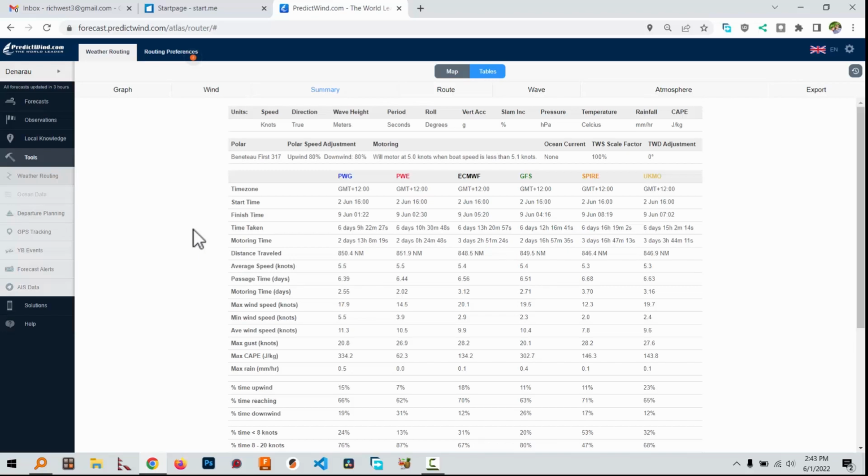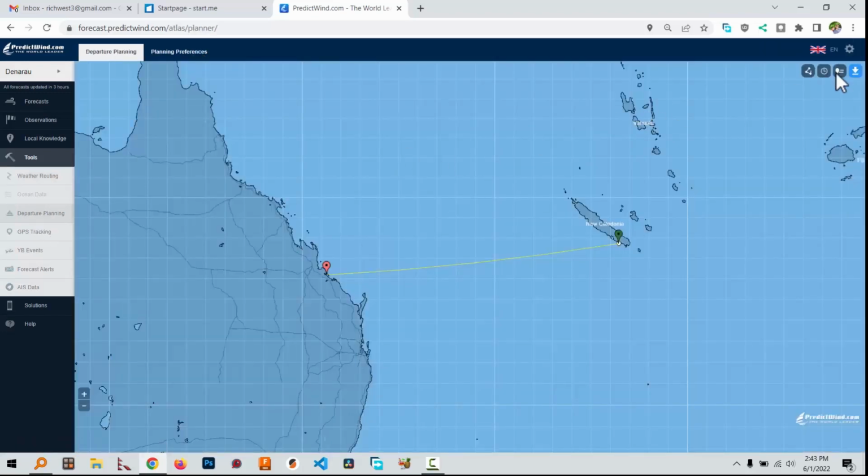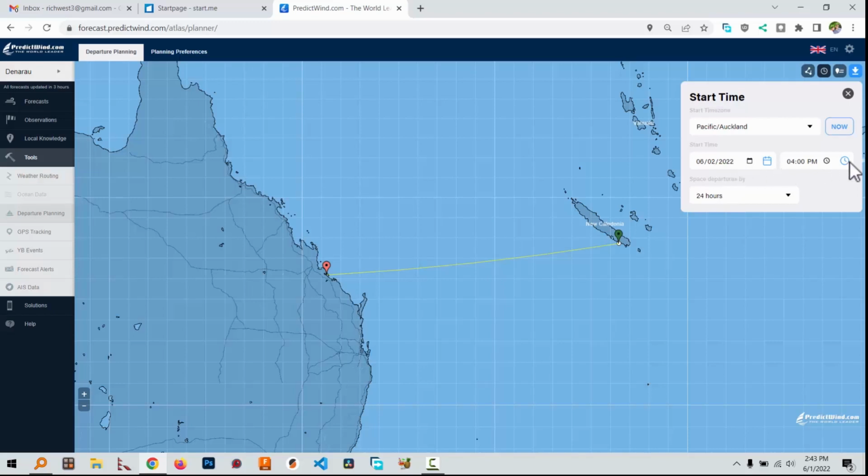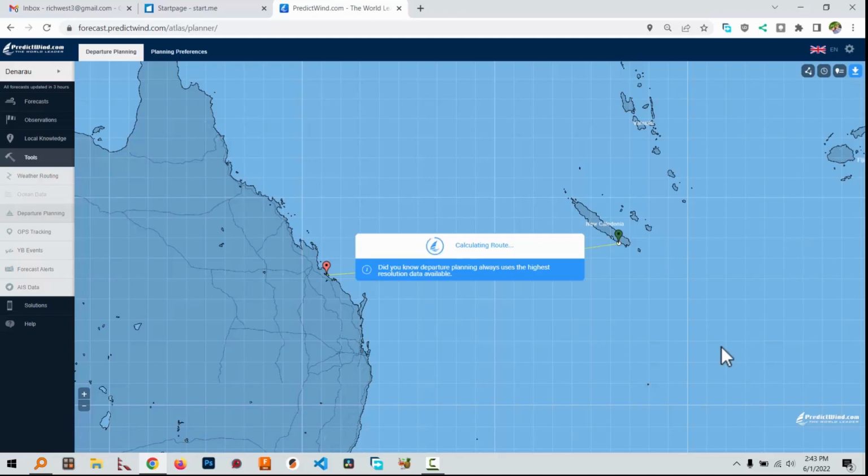It would be nice if there's some easy way to tell. There is. Let's go to departure planning. We can go to the same route here. We can go to the start time. We can set the same start time, but now we can space departures by 24 hours. So this is going to give us a departure on Thursday, Friday, Saturday, and Sunday at 4 p.m. So let's calculate that and see what we've got.